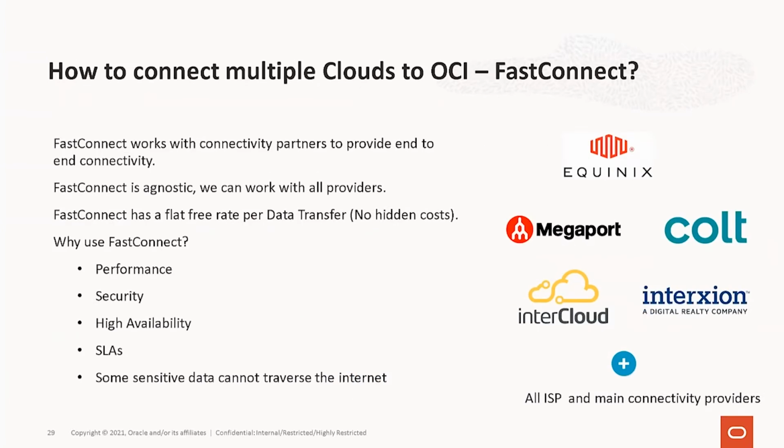And how do we connect multiple clouds to OCI? Our service to provide this type of connectivity is called FastConnect. FastConnect works with connectivity partners in order to provide end-to-end connectivity. It's agnostic, which means that we can work with all providers, not only the list of providers that you can find as certified providers in each region. FastConnect has something that is unique at this moment in the market: a flat fee rate per data transfer. It means that there are no hidden costs, no extra data charge for ingress or egress traffic.